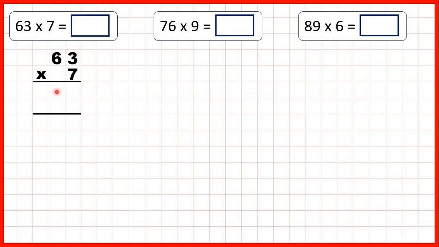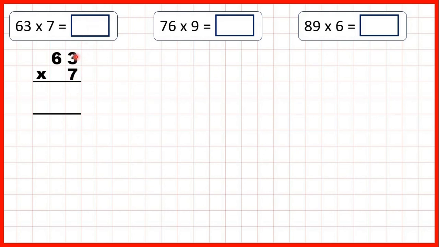That's because on this first answer line, we're going to multiply our 1's digits, so multiply 3 by 7. Then on this second answer line, we're going to multiply the 6 that's in our 10's by 7. And finally, we're going to add up our answer lines to get our answer.